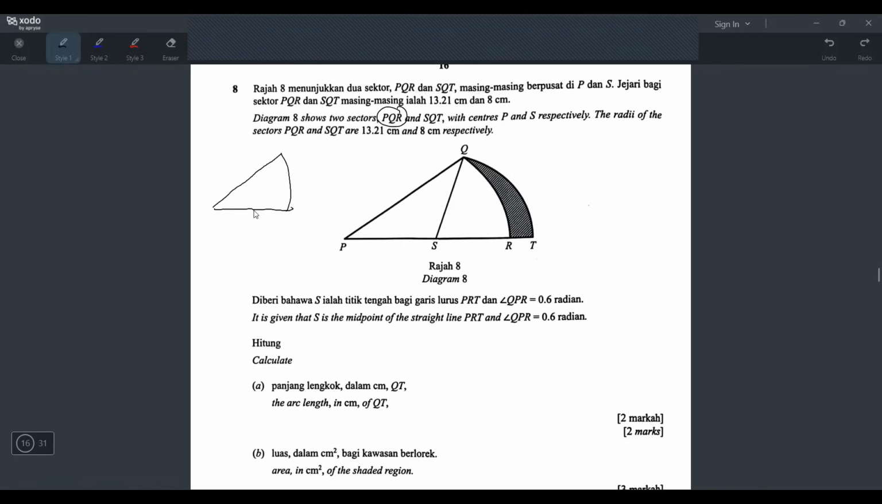Like this. This is P, this is Q, this is R. And guess what? PQ and PR must be the same length because they are both radius. And what do we call this? We call this the arc, right?